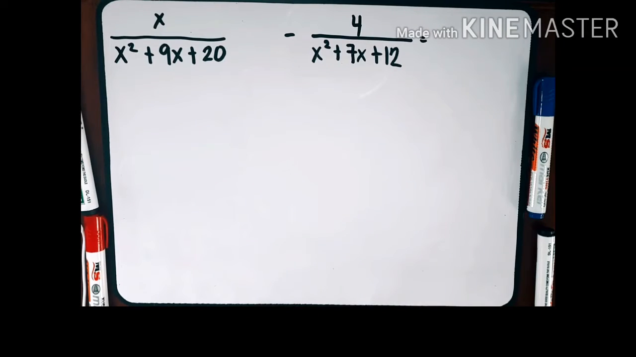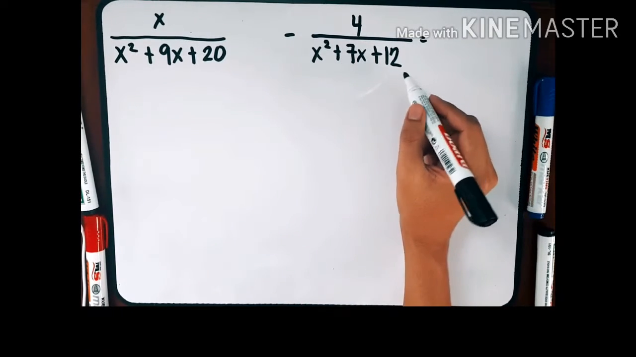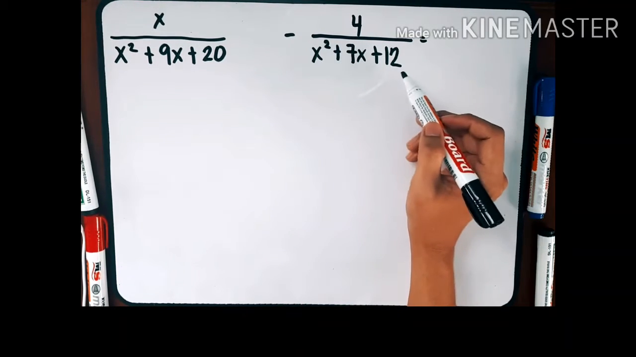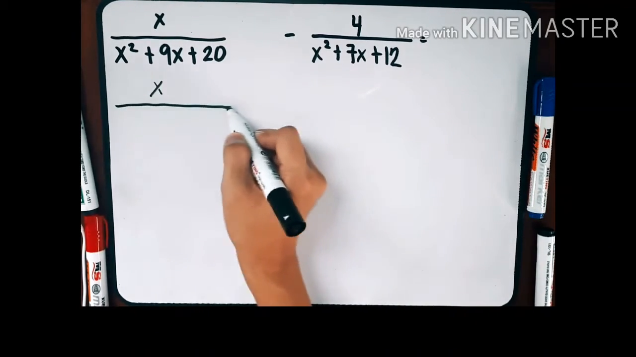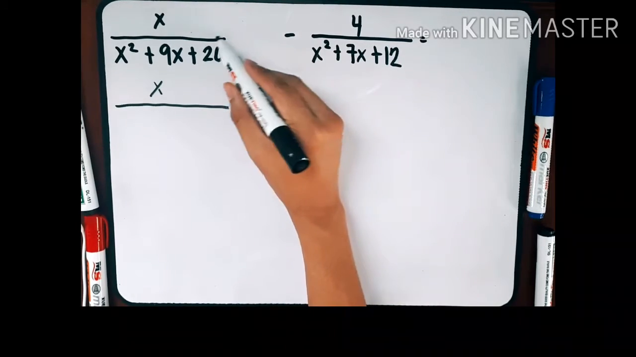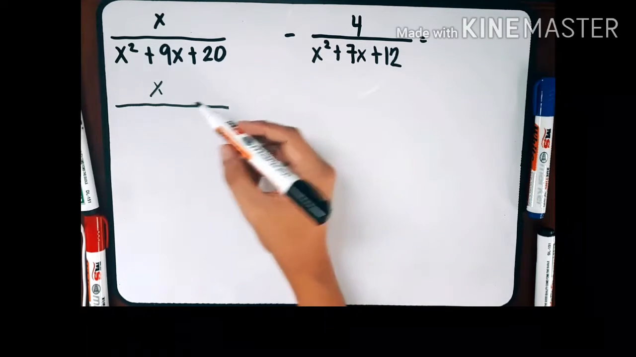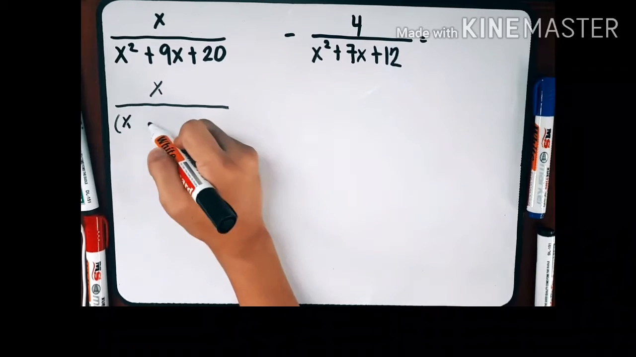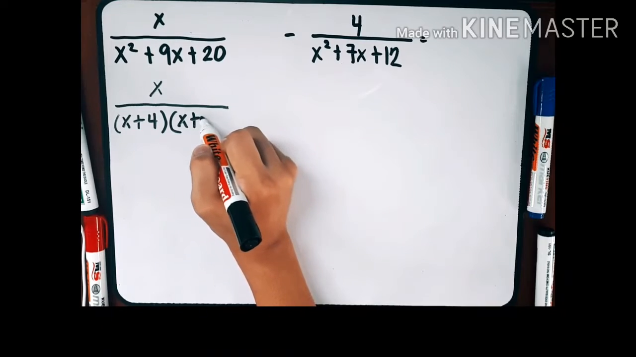Next example is x over x squared plus 9x plus 20 minus 4 over x squared plus 7x plus 12. Una, mapapansin nyo na ito ay trinomial, yung denominator. So, check natin kung pwede natin silang ma-factor. Okay? So, x over, we have to think two numbers that has a product of 20 and has a sum of positive 9. In this case, pwede natin gamitin yung 4 and 5. So, magiging x plus 4 and x plus 5.